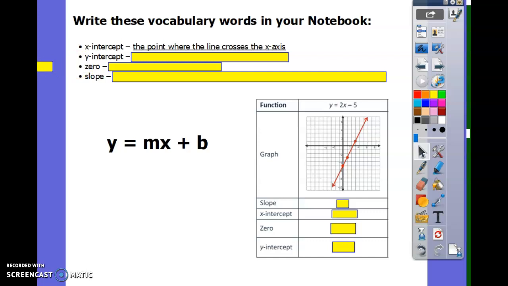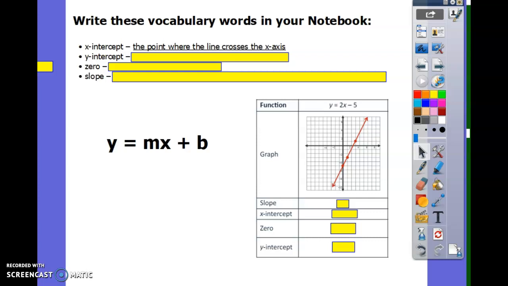And remember, you can pause at any time if I'm going too fast. You write it in the notebook. Do not write on here yet. We're going to put the answers on here. This goes in the notebook. You're going to write down x-intercept and then a little dash, the point where the line crosses the x-axis.